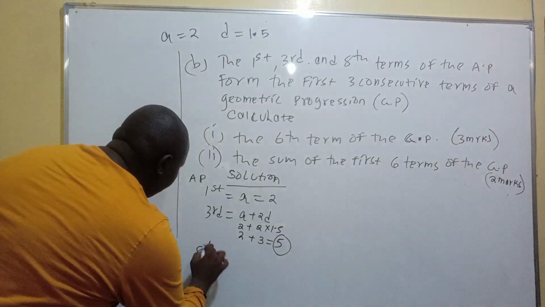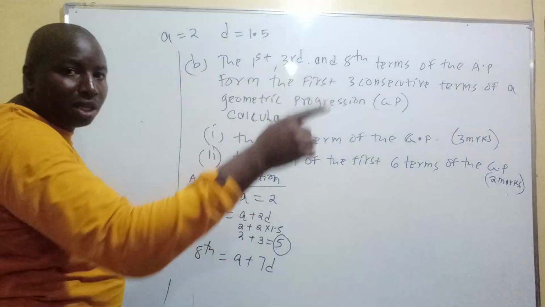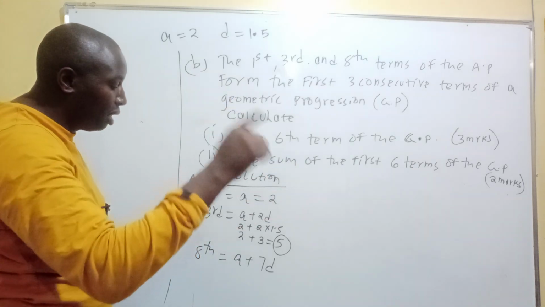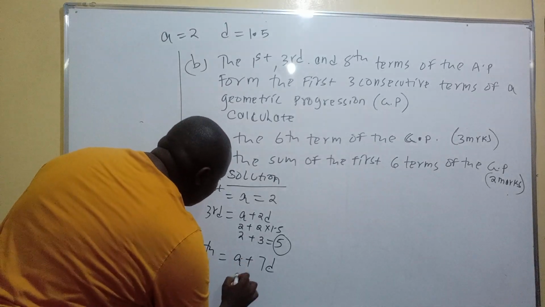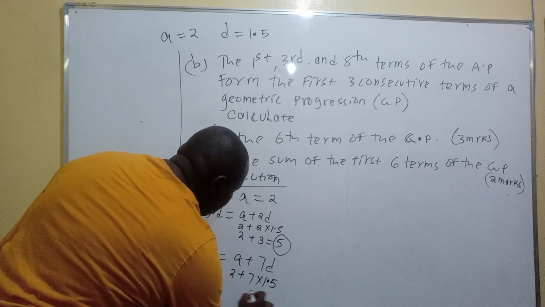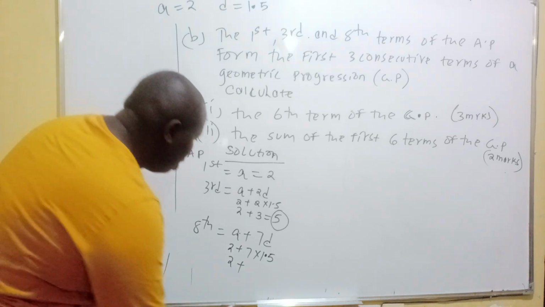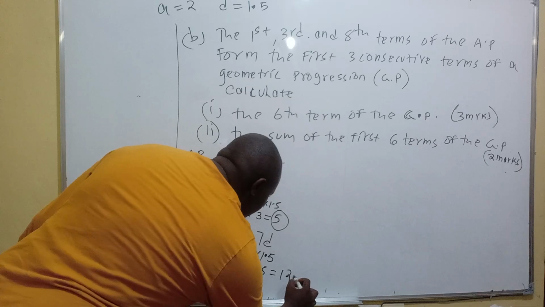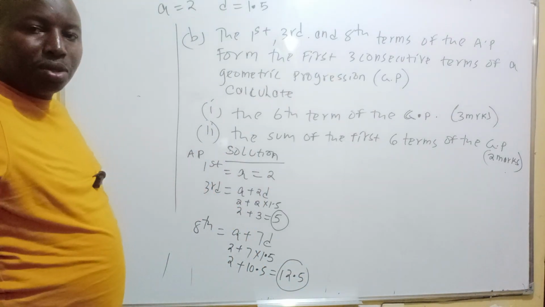Then you go to the eighth term. It is A plus how many D? 7D. Because it is A plus n minus 1 D. So for n equals 8, 8 minus 1, you get 7. You already have D. A is 2 plus 7 times 1.5. So this becomes 2 plus 10.5. That comes to 12.5.